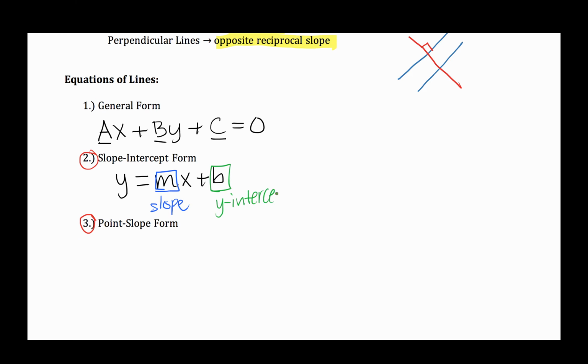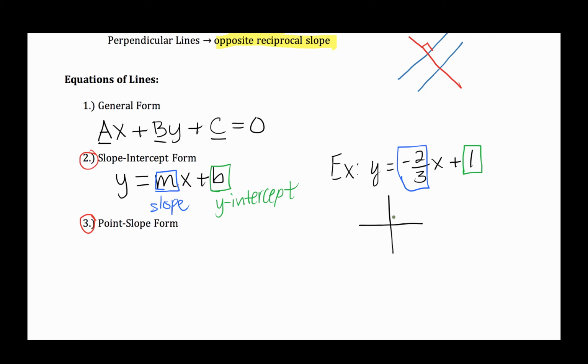So just as a quick example, we could take a look at the equation y equals, let's say, negative 2/3 x plus 1. The slope here is negative 2/3. That's the rate of change between each point. The y-intercept is up at 1. So if we were to do a quick sketch of this, we can start by plotting that y-intercept point up at 1. And then our rate of change: down 2, over 3. Now that we have those 2 points, we can simply connect them, and there's our line.